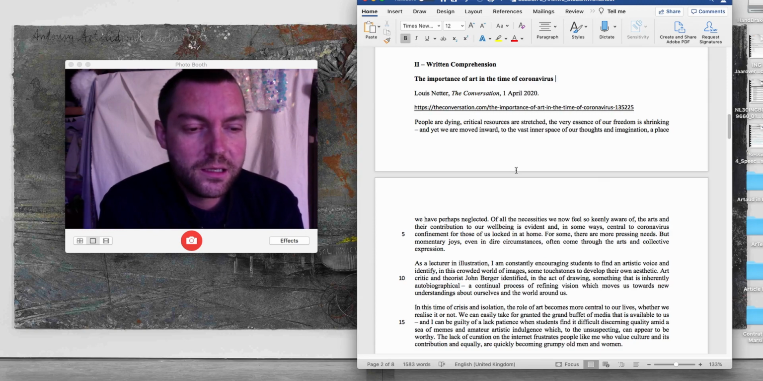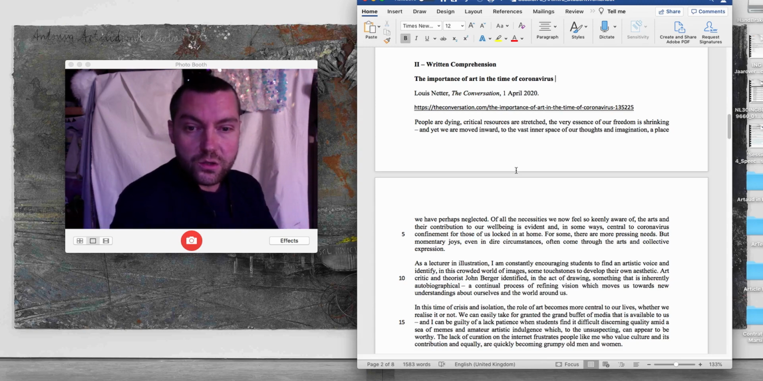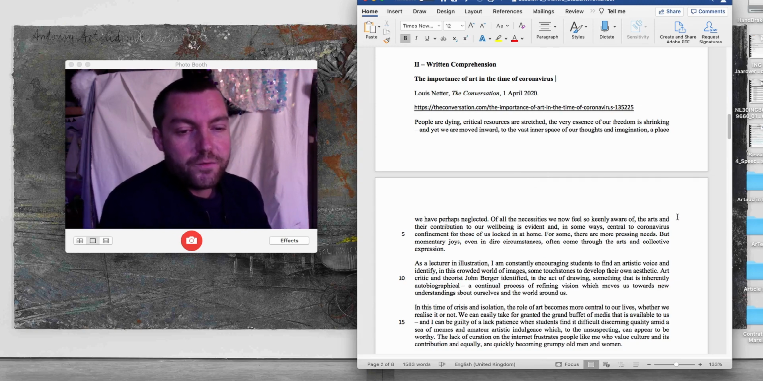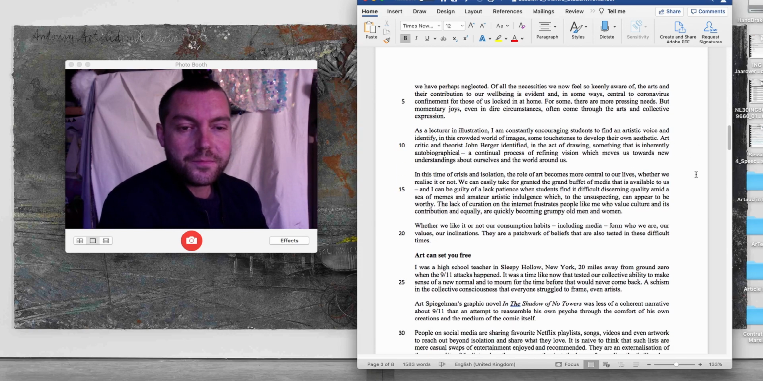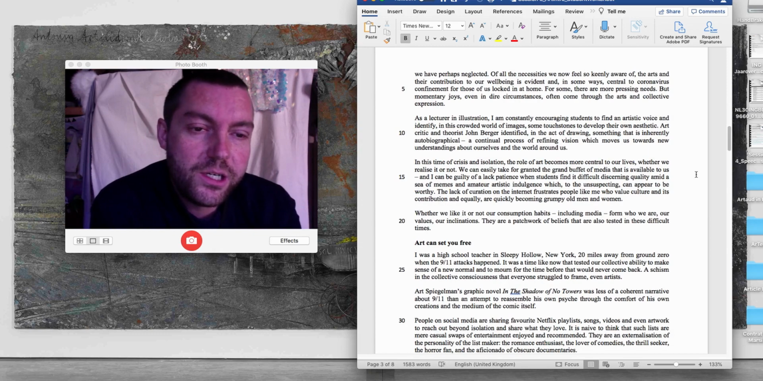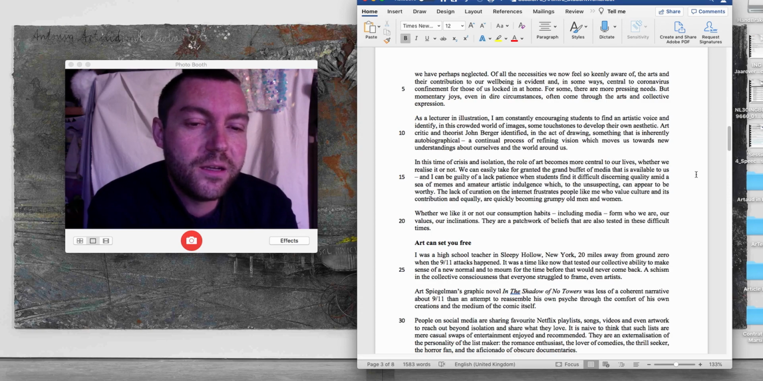Of all the necessities we now feel so keenly aware of, the arts and their contribution to our well-being is evident and, in some ways, central to coronavirus confinement for those of us locked in a home. For some, there are more pressing needs, but momentary joys, even in dire circumstances, often come through the arts and collective expression. As a lecturer in illustration, I am constantly encouraging students to find an artistic voice and identify, in this crowded world of images, some touchstones to develop their own aesthetic.